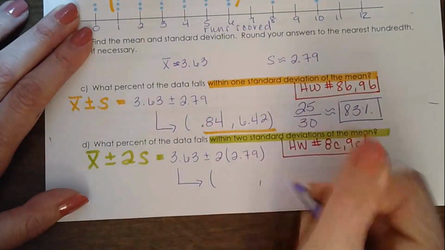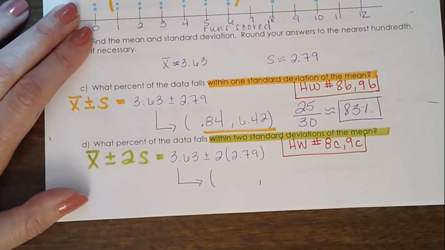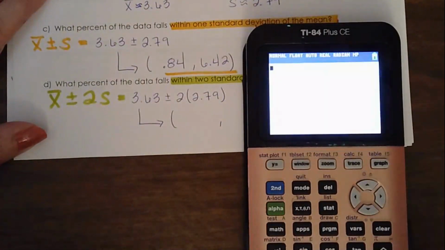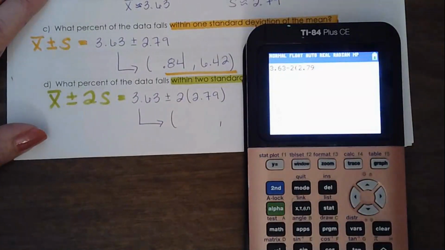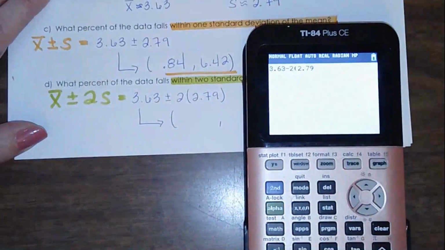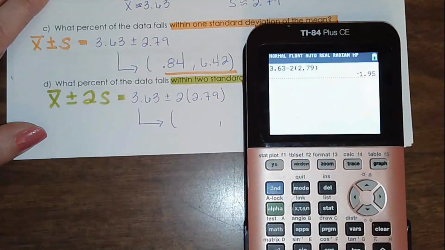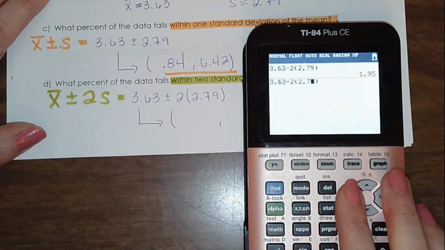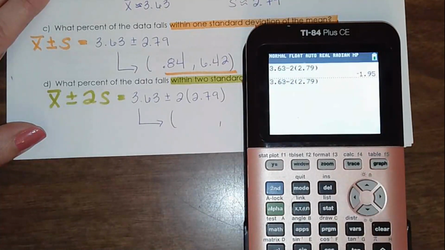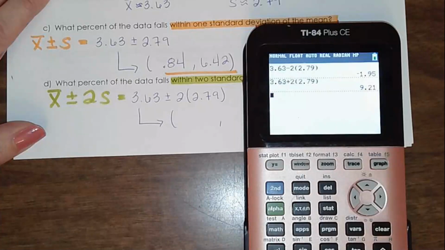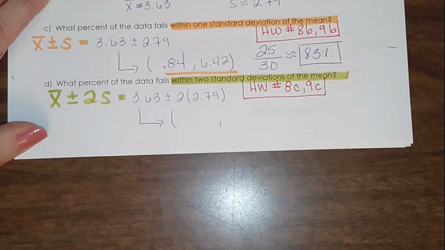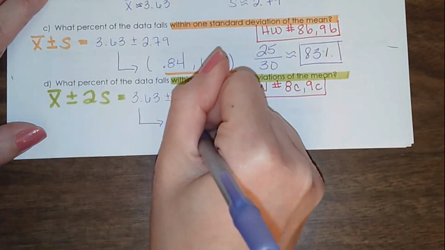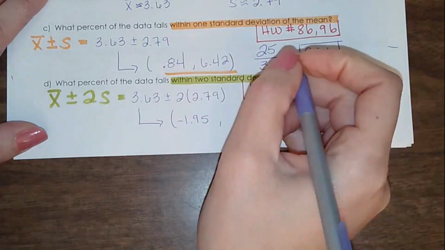So your lower bound is 3.63 minus 2 times 2.79. And my upper bound is going to be 3.63 plus, sorry, plus 2 times 2.79. So hopefully you get negative 1.95 to 9.21.